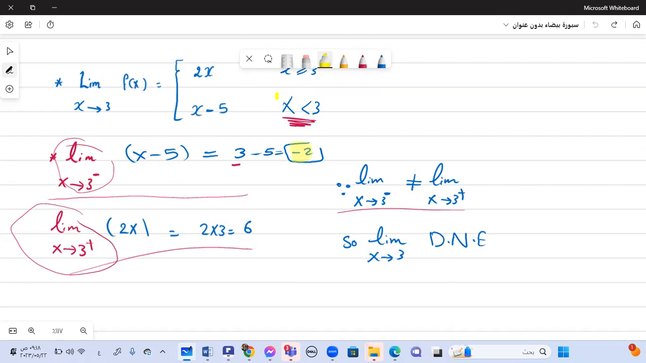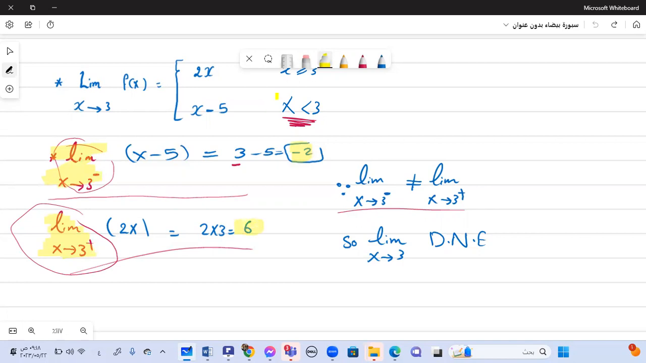Another part, we should write x approaches 3 from the positive side, from the right hand side. Write this information, it is very important. Which one do you mean by the right hand side? The greatest one, the right hand side. So it will be 2x. After that, we substitute.